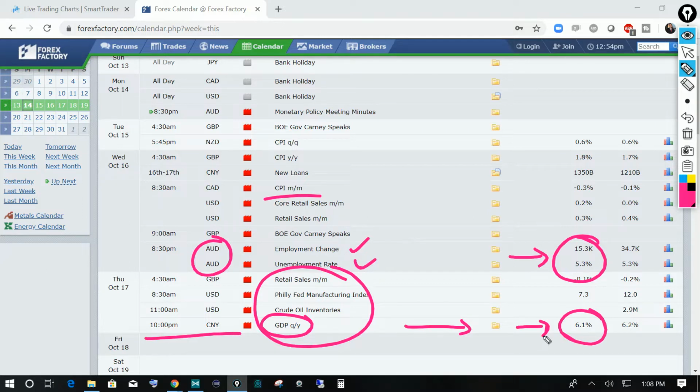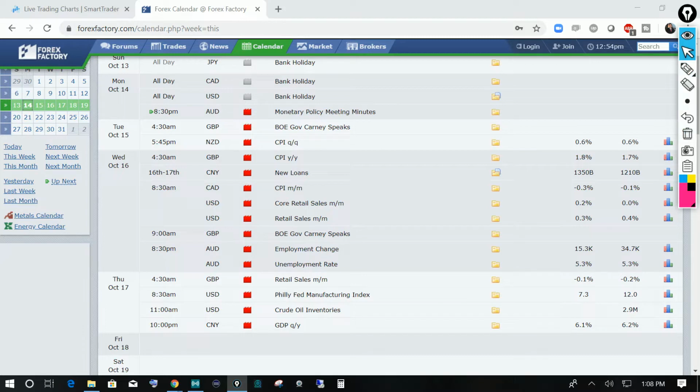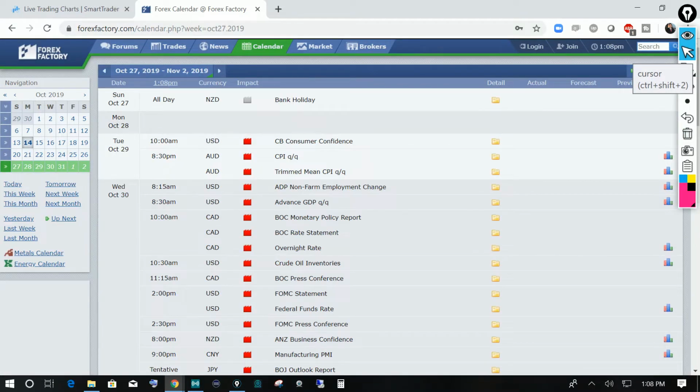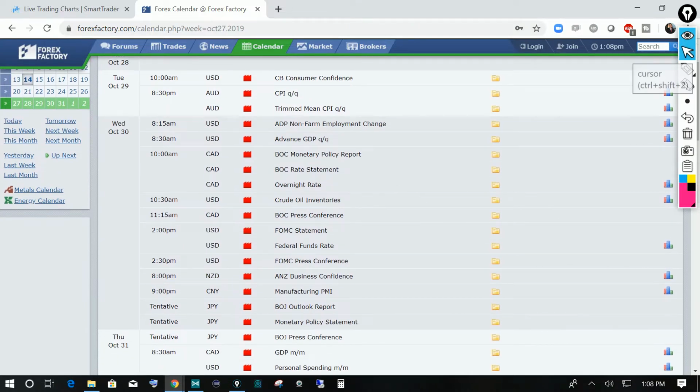Now, traders, what you should look at, and we're going to call it Halloween week. Halloween week is coming up right here, 27, 28, 29, 30 of October. Why? Look at the data coming out that week. It is crazy. We've got ADP numbers out of the US. We've got GDP, advanced GDP quarter results out of the US coming up. We've got the monetary policy report for the year, Bank of Canada. We have the Bank of Canada rate statement. We have the overnight rate coming out that same week.